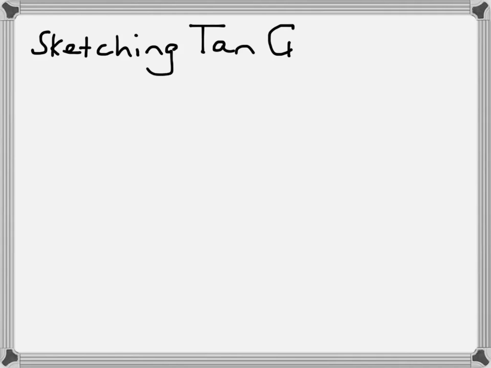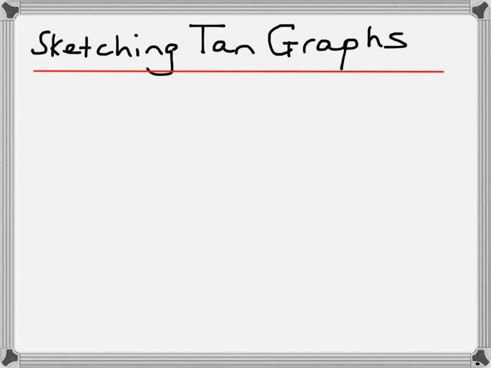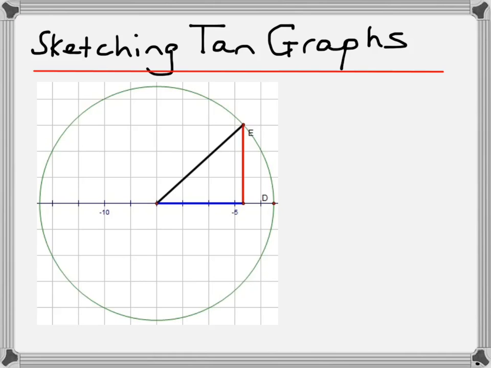Hello, today we're going to have a look at sketching tangent graphs. We've had a previous look at sine and cosine graphs, so here comes the third little player in the trigonometric graphs. It's tangent. There are a few differences between tangent and sine and cos, which we'll explore in a moment. But first I want to have a look at our unit circle, and there it is.